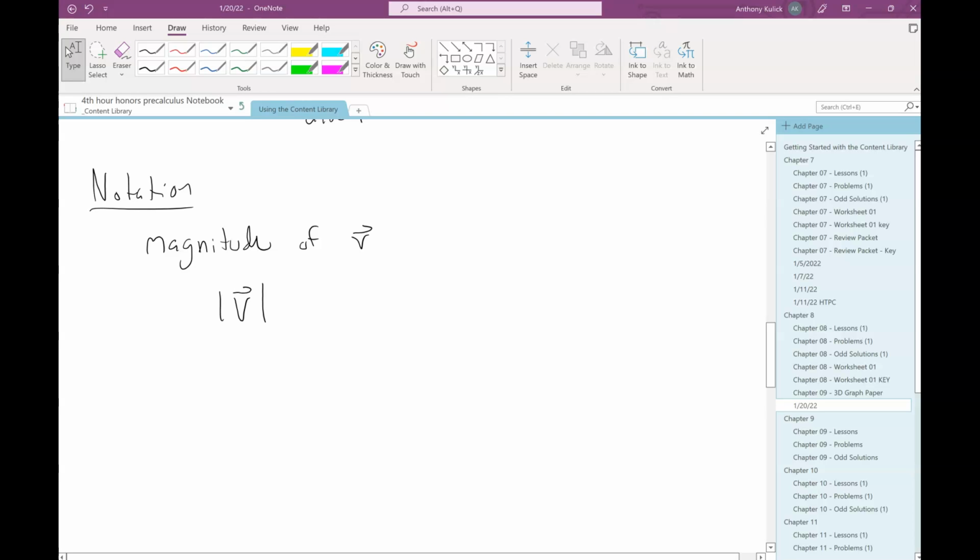Okay? So again, the symbols here that we're using to communicate make it very important.